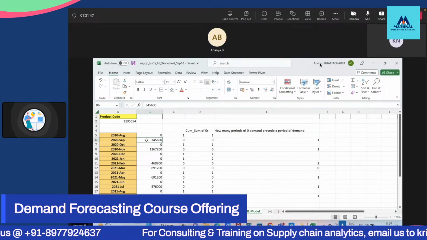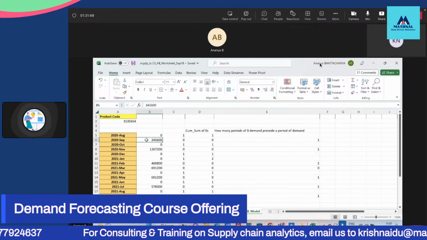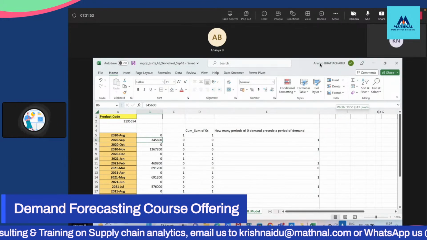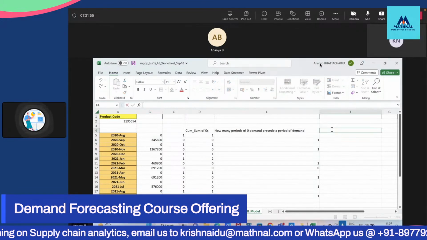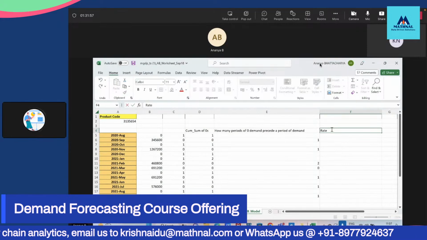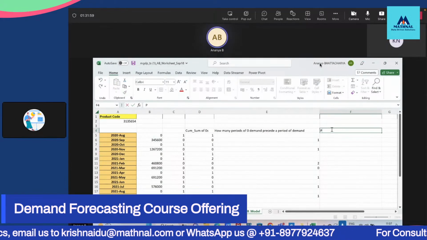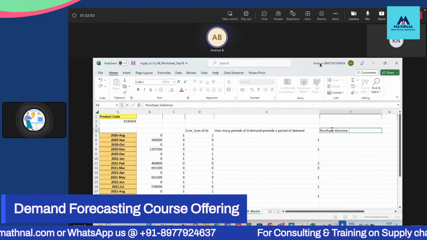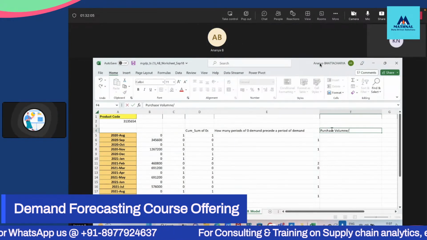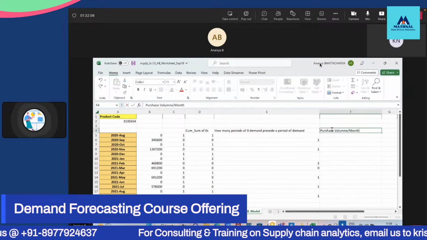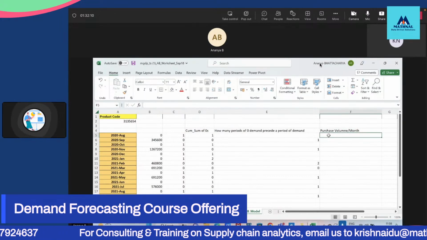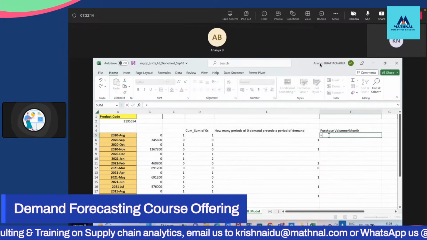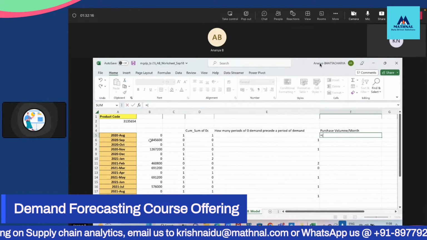What you have to do is, in column F, you can put the purchase volume per month. Now it is purchase volume per month. So in this case, if you are getting a demand in September, but you have to buy it for 2 months, that will be 345,600 by 2.